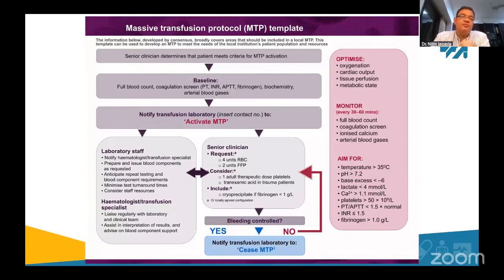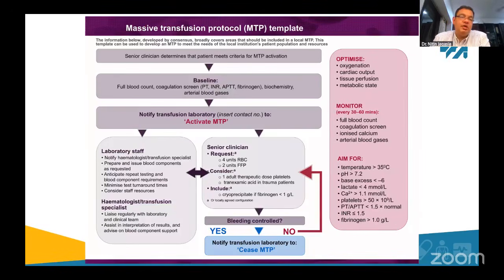So as soon as anywhere in the hospital they need blood urgently, they would trigger this protocol. And automatically, depending on what has been agreed, whether it is 1:1:1 or 2:1:1, you would receive pack 1, which would include some RBCs, some platelets, and some plasma. You would start with that. Obviously, there are a lot of things you monitor, which you can see in the pink box, and you would look after the temperature, calcium, and so on. Based on this, you would give pack 2.